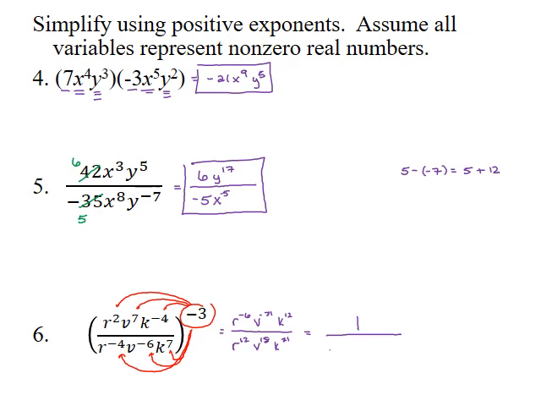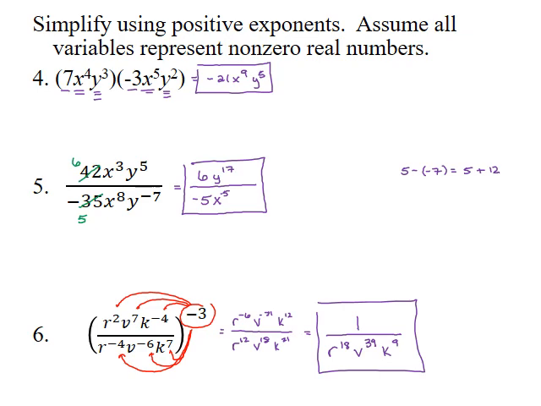So let's go one by one, starting with r. 12 minus a negative 6 is 18. For v, 18 minus a negative 21 is 39. And on k, the only two double positives, 21 minus 12 is going to give you k to the 9th. And that is your final answer.